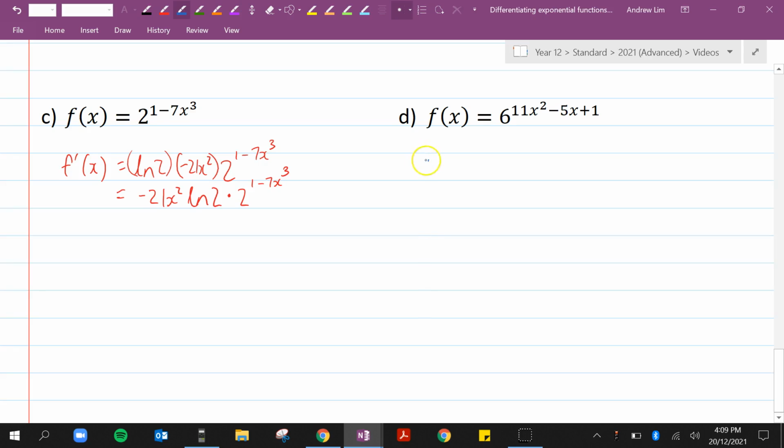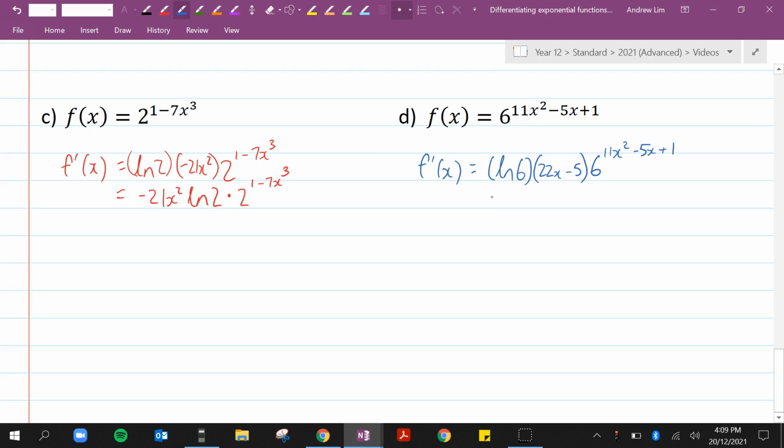Last one. f dash of x. Write it exactly as is. Times it by ln of the base. Times it by the derivative of what's in the power, which is 22x minus 5. So I'm happy for you to leave it as that. You can bring out the 22x minus 5 to the front if you want, but I'm just going to leave it as that.